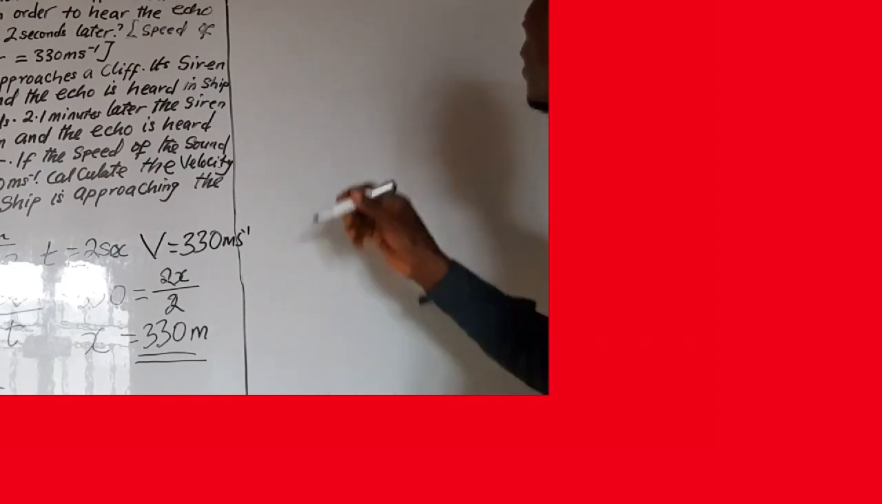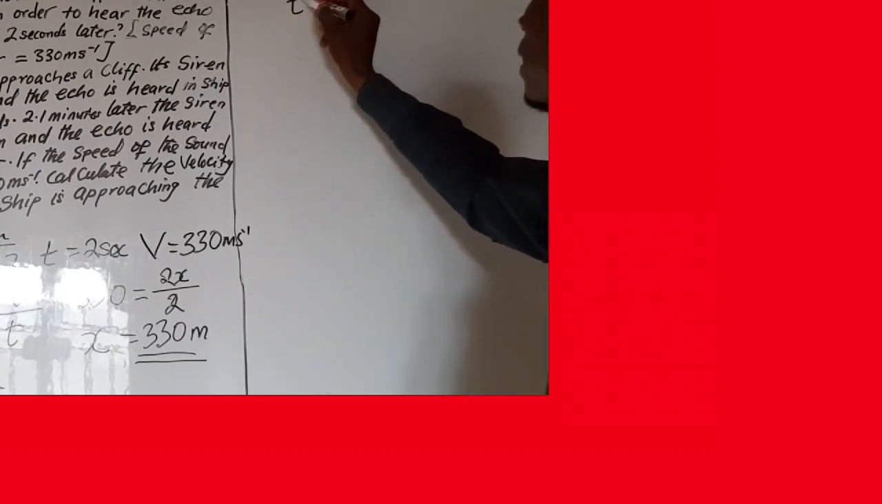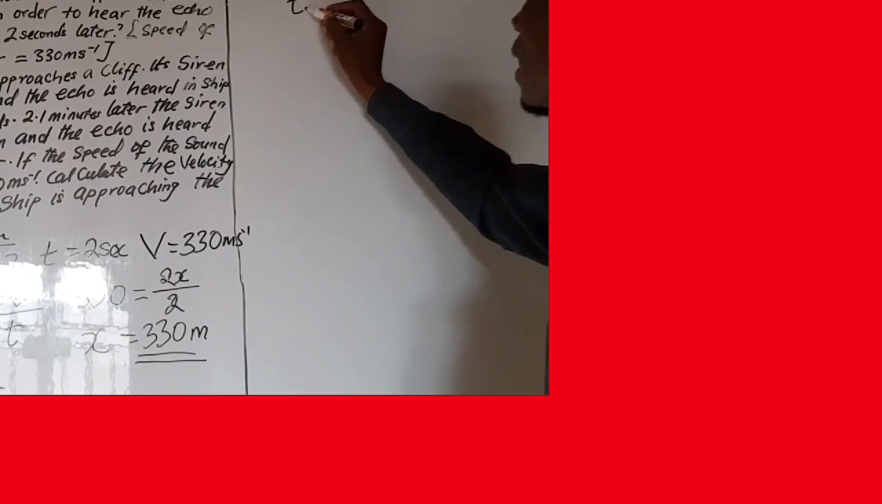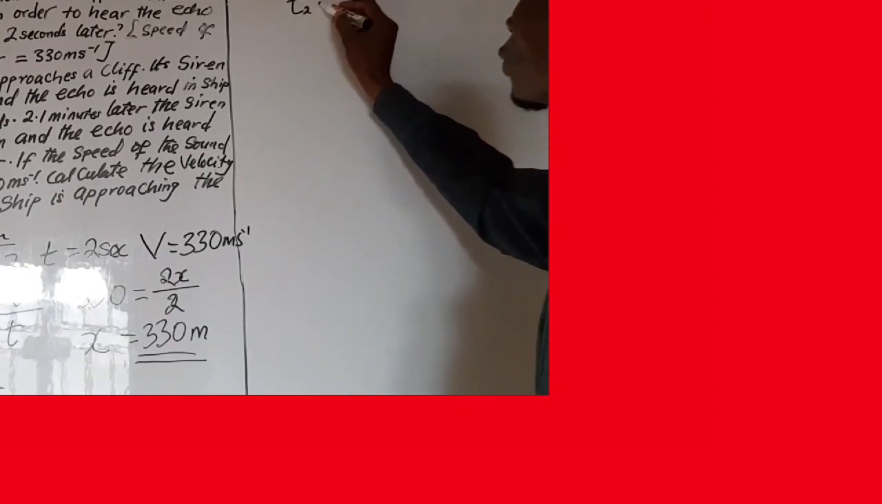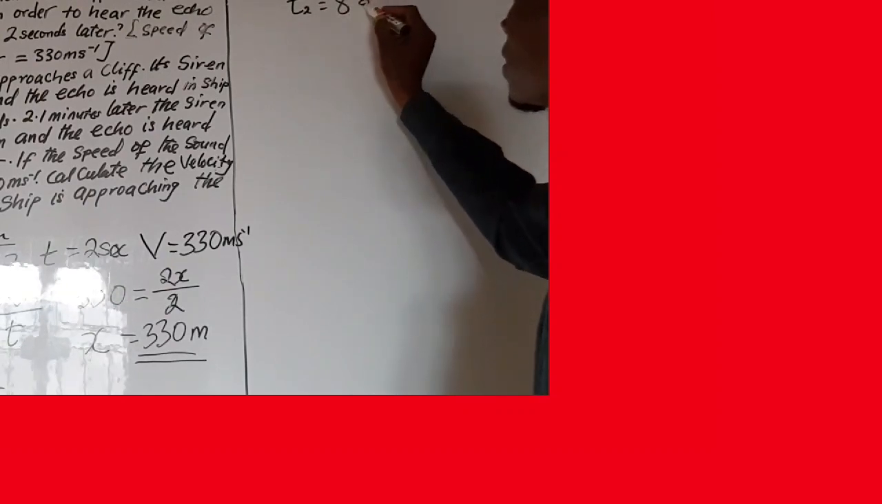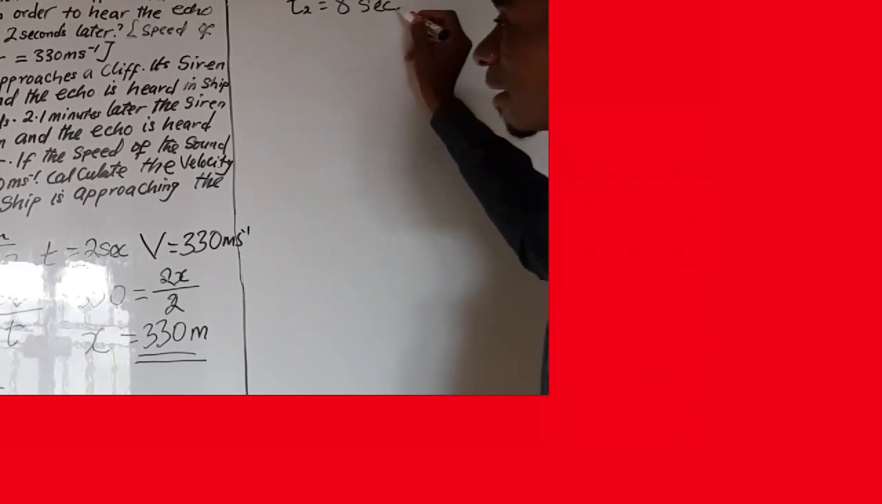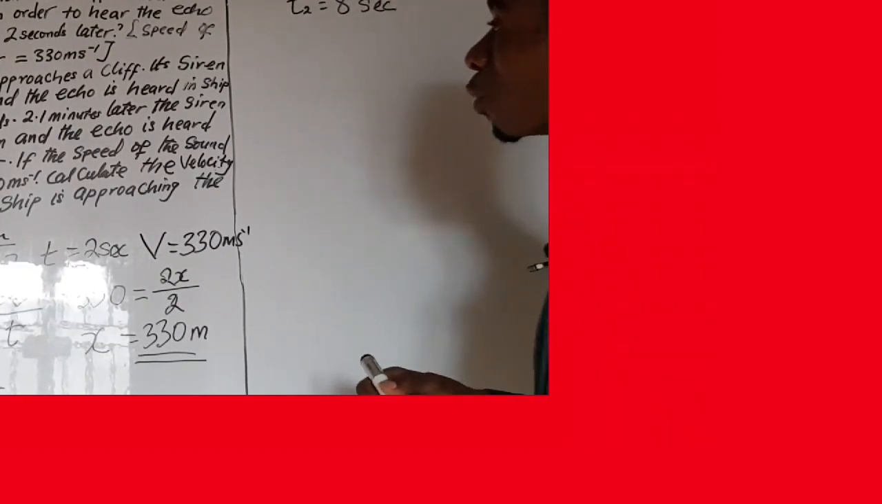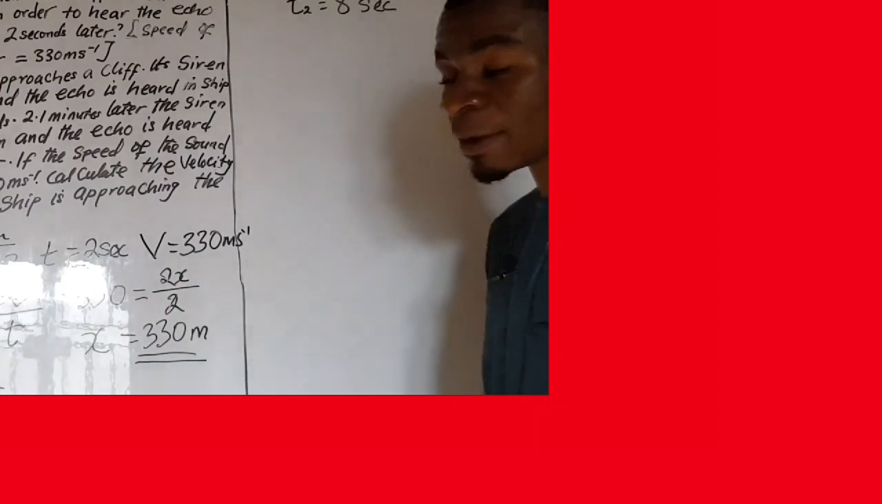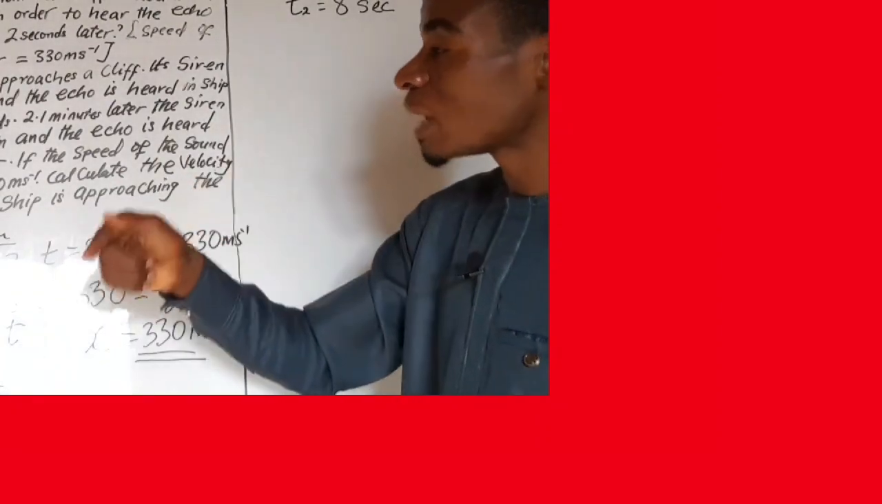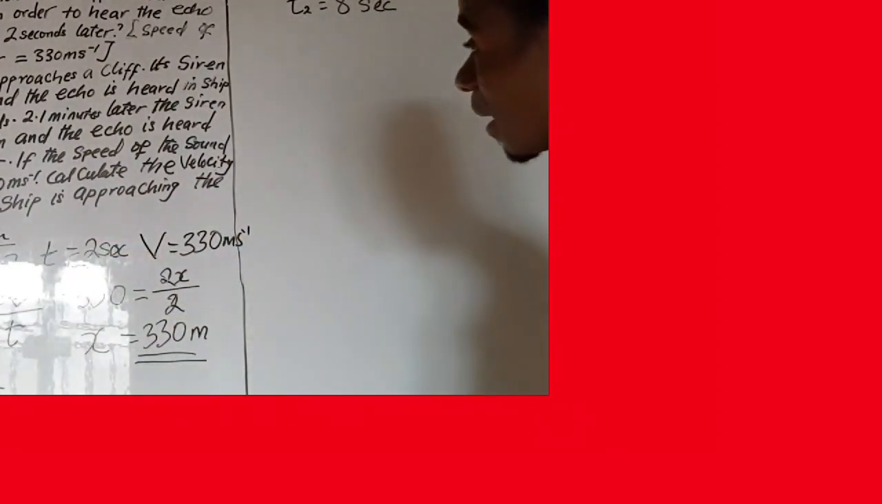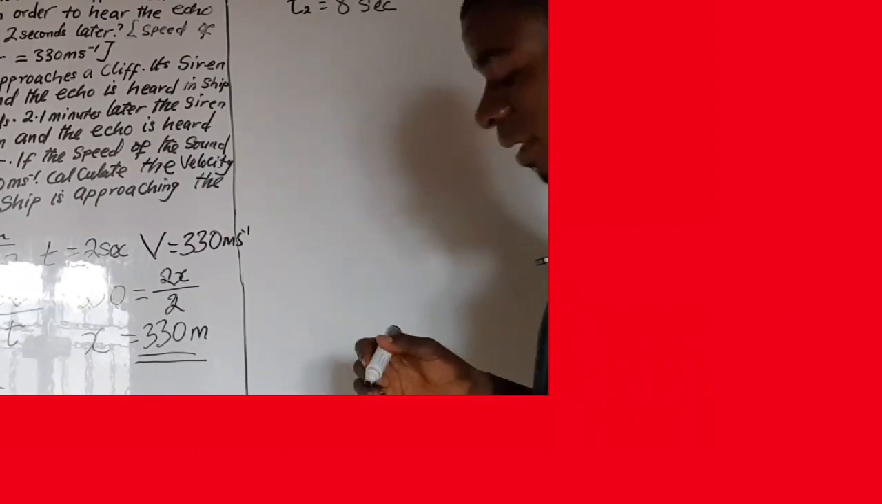They said 2.1 minutes later, the siren is sounded again and the echo is heard 8 seconds later. So we have another time here. Let this one be t1 and this one t2. So it's 8 seconds. That is after 2.1 minutes later. That is another time. Another time t is equal to 2.1 minutes.